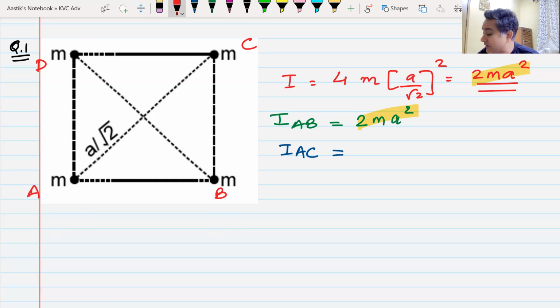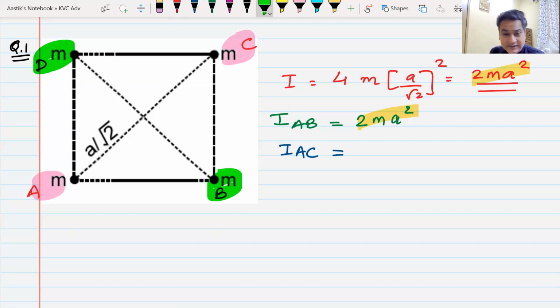Yes, it will be equal to ma square. How do we get this? About the axis AC, this mass lies on the axis, zero moment of inertia. This mass lies on the axis, zero moment of inertia. You just have to calculate the moment of inertia of this one and this one. Masses are same. So you just find the moment of inertia of one and multiply it by 2.